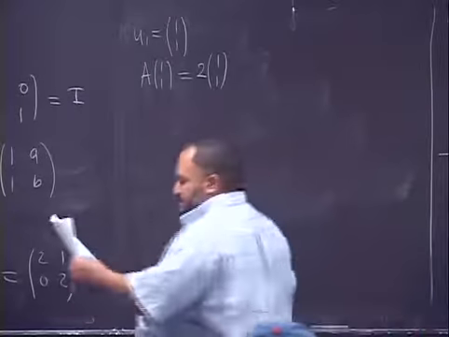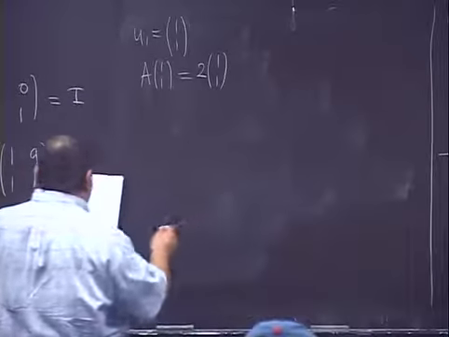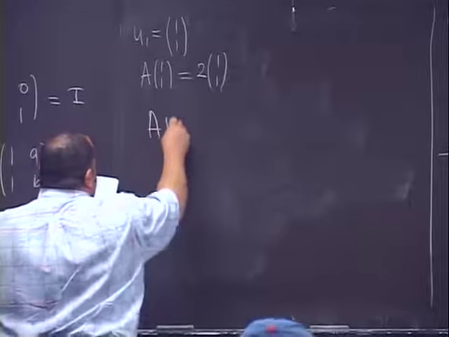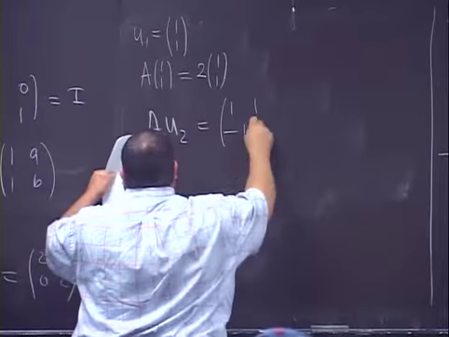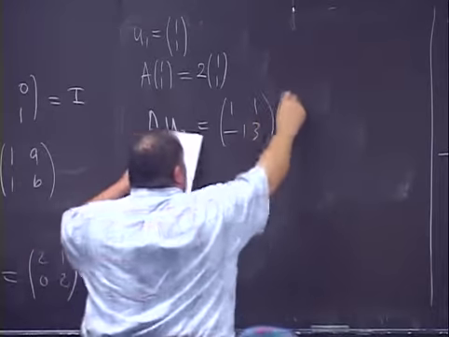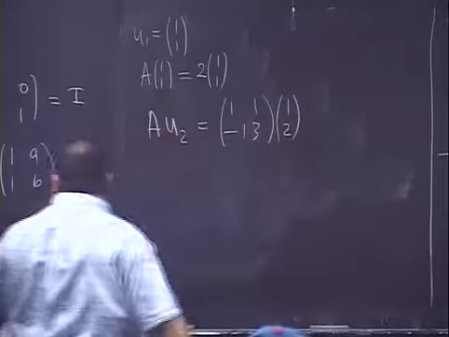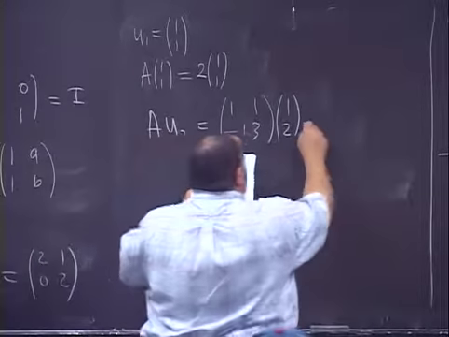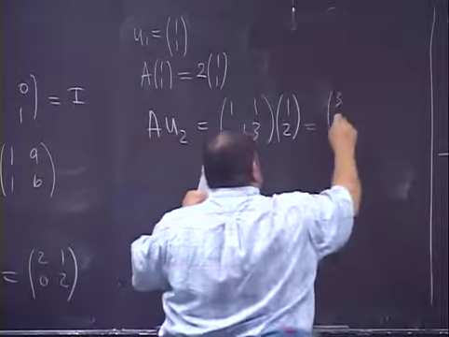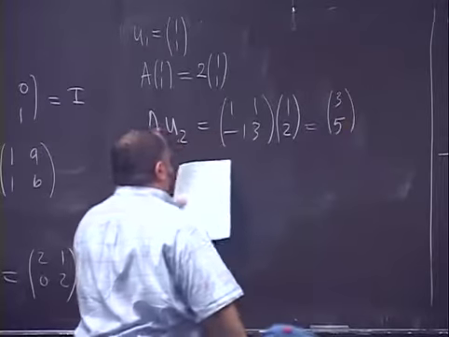So let's now look at A U2. It is equal to what? 1 1 minus 1 and 3 and 1 and 2. We picked a equal to 1 and b equal to 2. So let's see how this will end up. So this gives us 3 and 5.